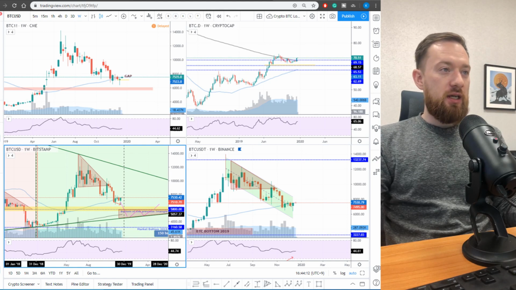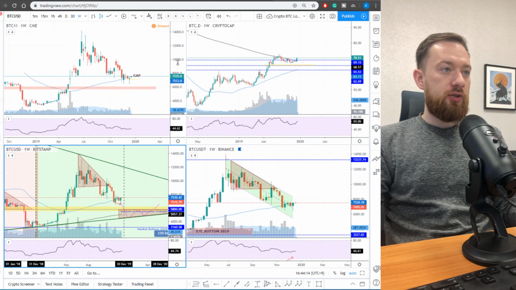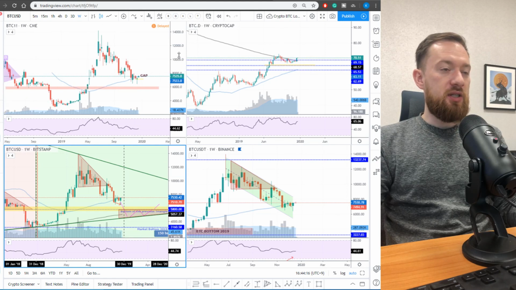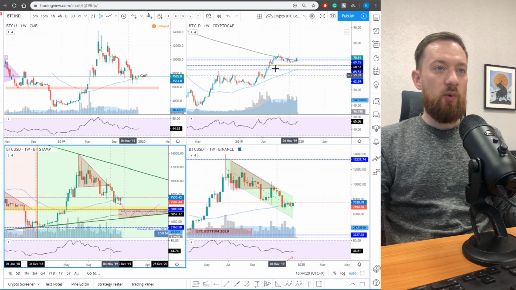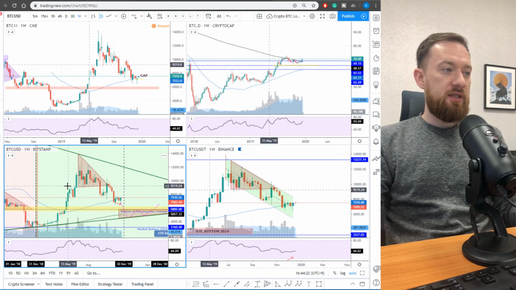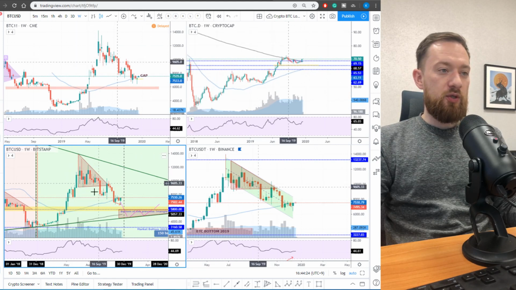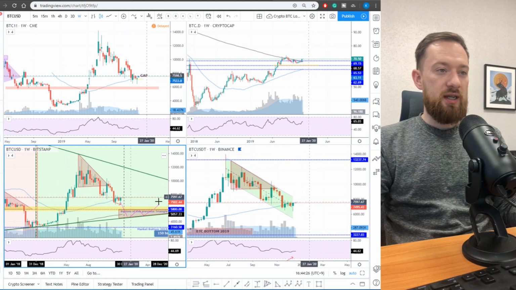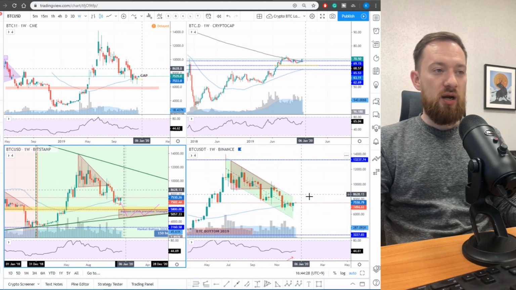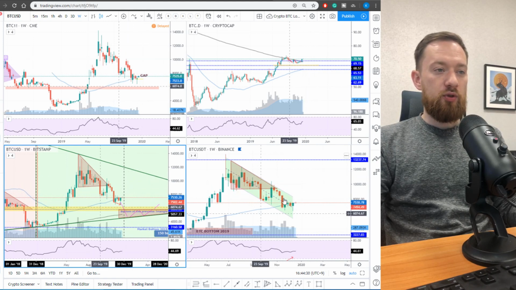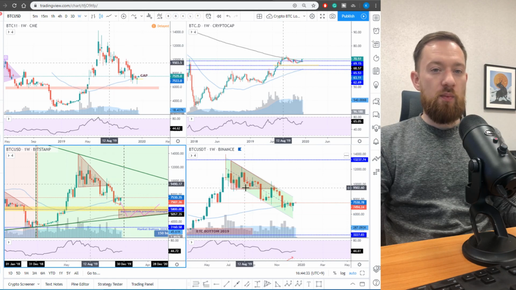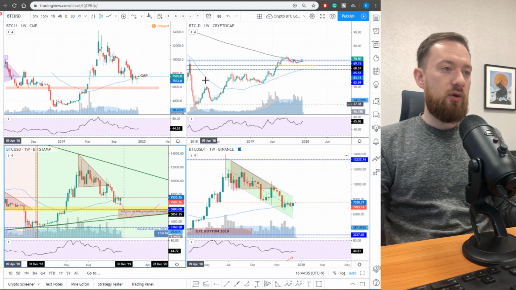Let's go straight into it. On your screens you can see the BTC price charts. One is related to BTC futures, the other one is the BTC Dominance, the BTC USD from Bitstamp, which is the most historical data that we have on the BTC price, and the one on the bottom right is BTC USDT from Binance. This is the one where we trade.